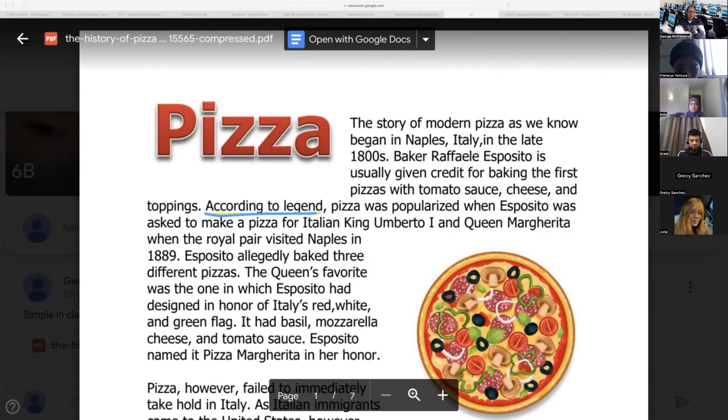It is very hard to prove that the first pizza was made in Naples, Italy. It just happens to be widely believed. Is Italy the first place to have flour and bread and dough? Certainly not. So is Italy the first place to bake, flatten dough out and bake it and put stuff on top of it? Not really. It could have happened in a lot of different places.